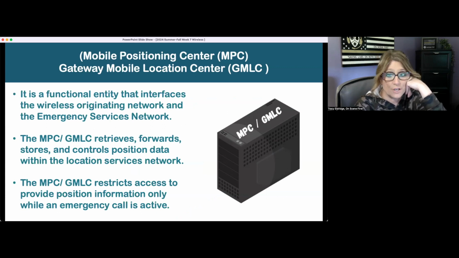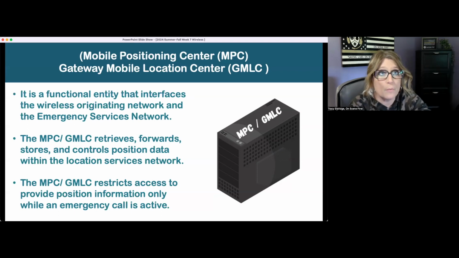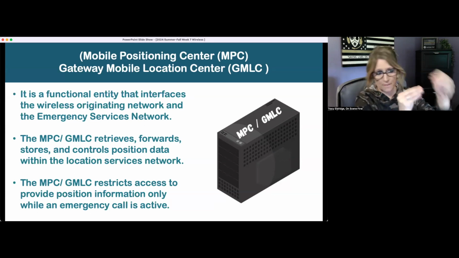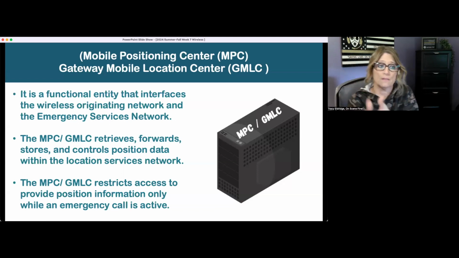But a mobile positioning center is a functional entity that interfaces the wireless originating network and the emergency services network. So it's a gateway. We've talked about gateways briefly. We're going to talk about them more, but a gateway is something that gets put in place that will allow something older to talk to something newer. So they meet in the middle. It does what it needs to do, changes it up, and then it allows it to get onto that emergency service network. The MPC GMLC retrieves, forwards, stores, and controls position data within the local service network. The MPC GMLC restricts access to provide position information only while that emergency call is active.